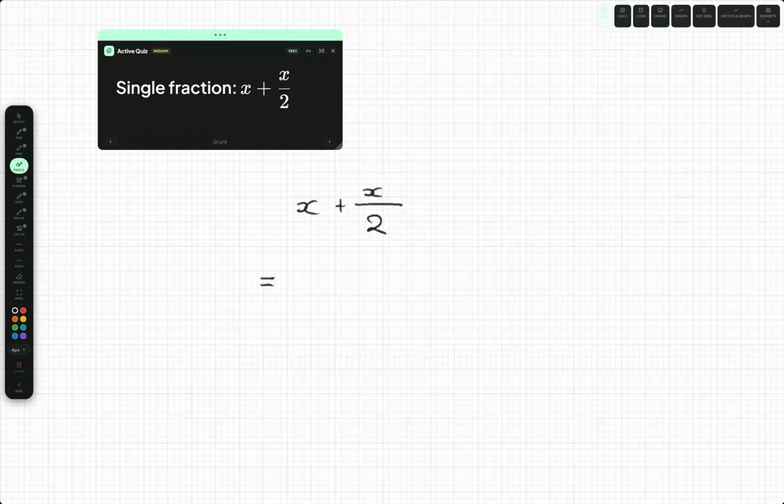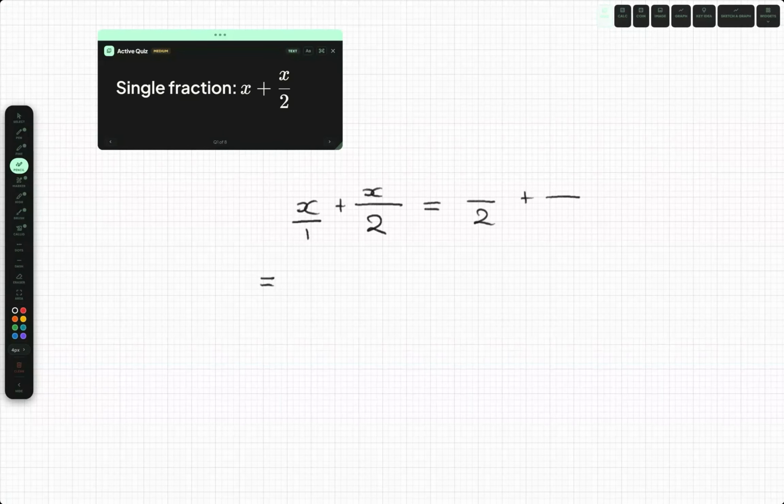So first up, let's make this first one into a fraction. Okay, now what's a common denominator between these two numbers? Well, the easiest way to do that without overcomplicating it is just to multiply one by the other. That means we'll end up with something over 2 plus something over 2. Now, of course, the second term, nothing has changed. So we can put that back the way it is.